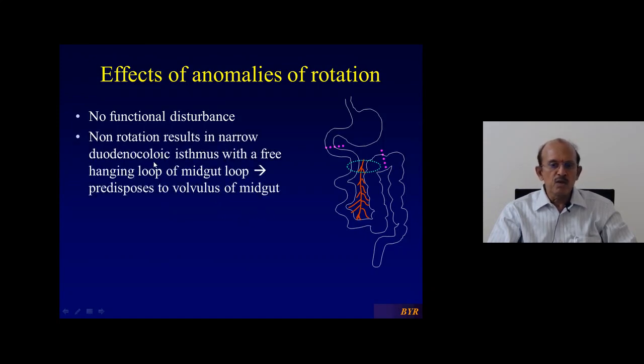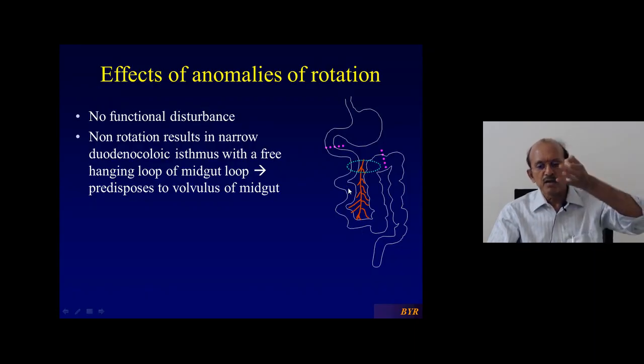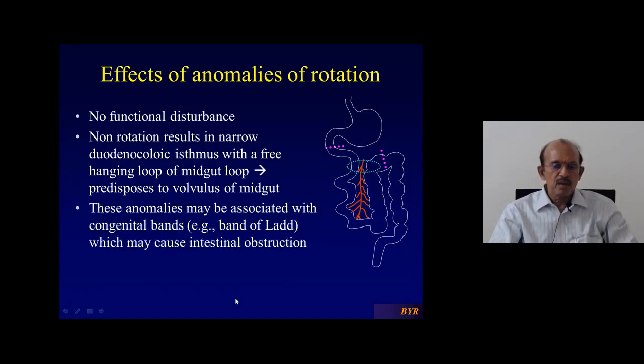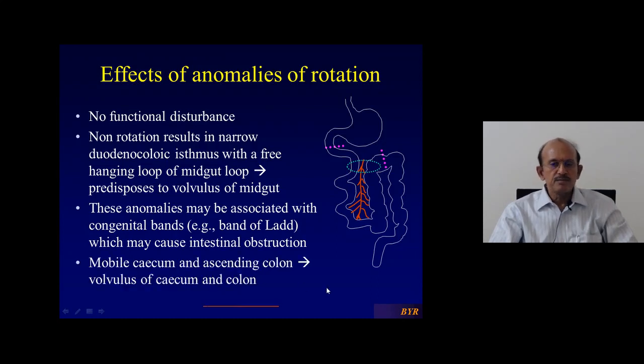Non-rotation results in a narrow duodenocolic isthmus with a free hanging loop of midgut. This can predispose to volvulus of the midgut. Because this loop hangs like this, it can rotate. Because there is no fixity anywhere, just this particular loop is hanging from a small base. So that can rotate. And there may be an associated band of Ladd, which can cause intestinal obstruction. There may be a mobile cecum and ascending colon. This can predispose to volvulus of the cecum and colon.